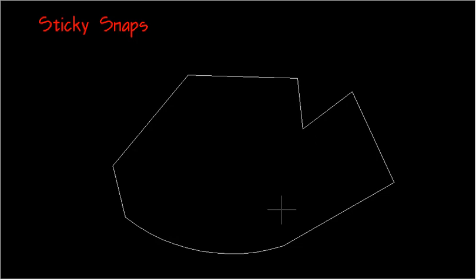Hi, this is Matt. I'm just going to show you some changes we've made to sticky snaps in version 11. To review, a sticky snap is just a way of getting the snap points of an object to stay on the screen. And to do that, you just hit the tab key when your cursor is over an object. And these sticky snaps will stay here until you hit escape twice.